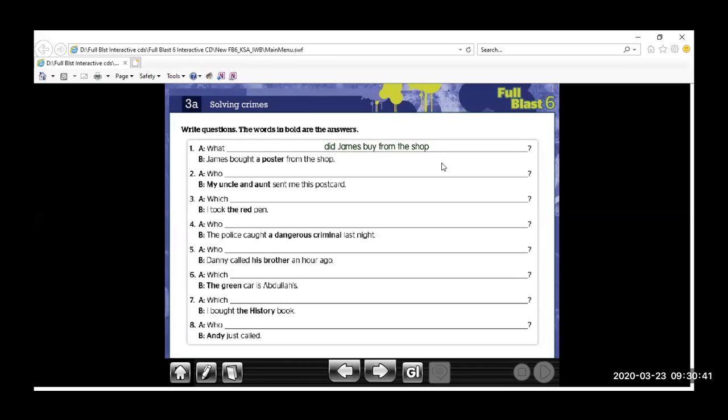Okay. Now, number 2. Raise your hand. You have the choice to raise your hand. Abdullah Al-Ahmari. What's the page? I said page 35. Yes, teacher, 35.